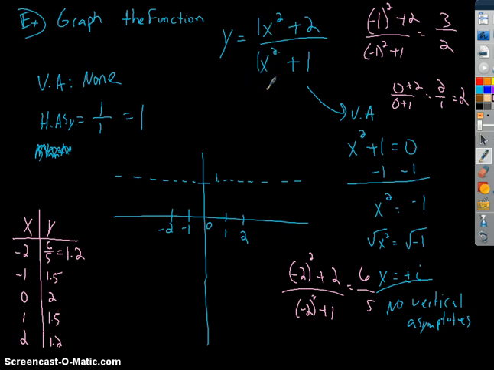So let's plot all those. At -2, output's 1.2. So that's 1. 1.2 is about right here. Let's call this 2. So I got something I have a bearing for. So anyway, if this is -1, 1.5 is roughly here. At 0, I get 2. At 1, I get back to 1.5. And at 2, I get to 1.2.